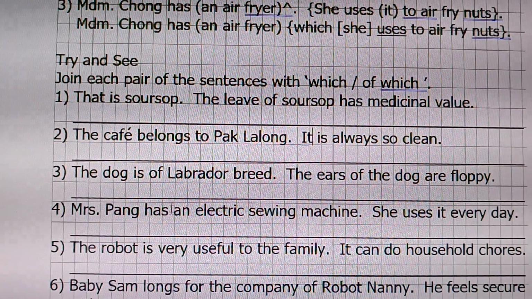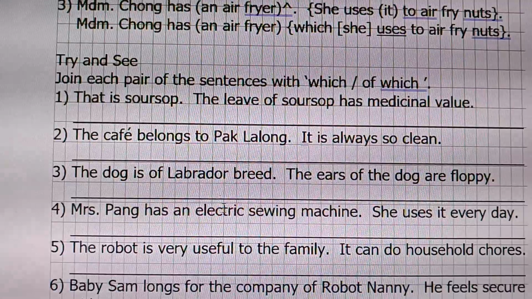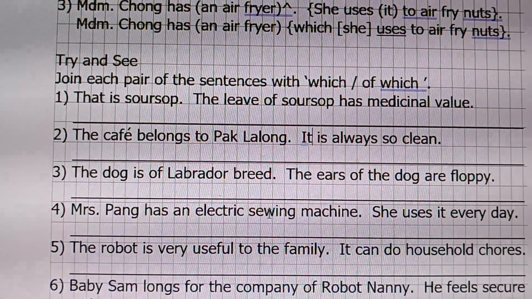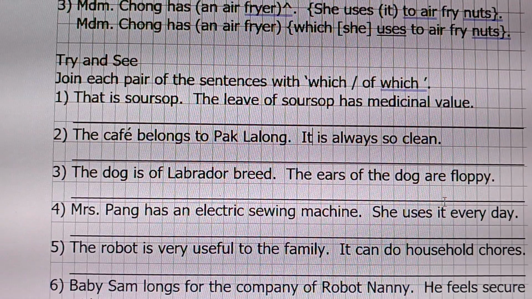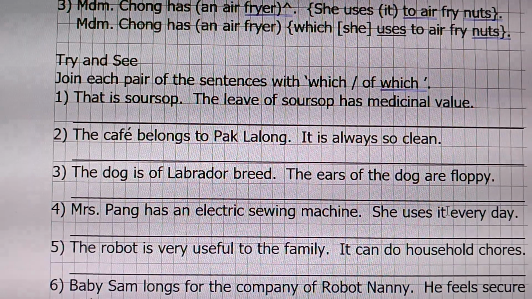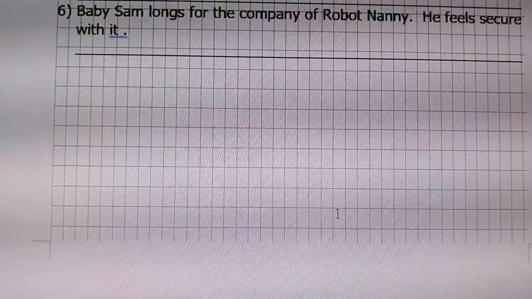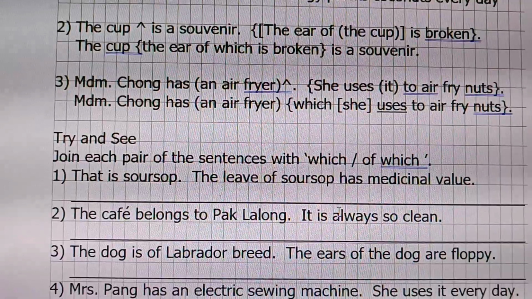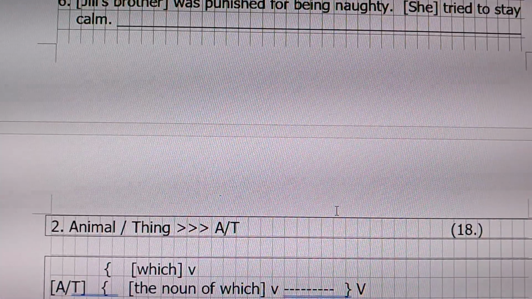So we try one more. Madam Pan has an electric sewing machine. She uses it every day. So which one should be the main clause? Of course, this one. Madam Pan has an electric sewing machine which she uses every day, right? Replace it, right? In the objective case. Okay, try the rest on your own. I think that's it. I have explained all the 11 pronouns in English. Thank you.